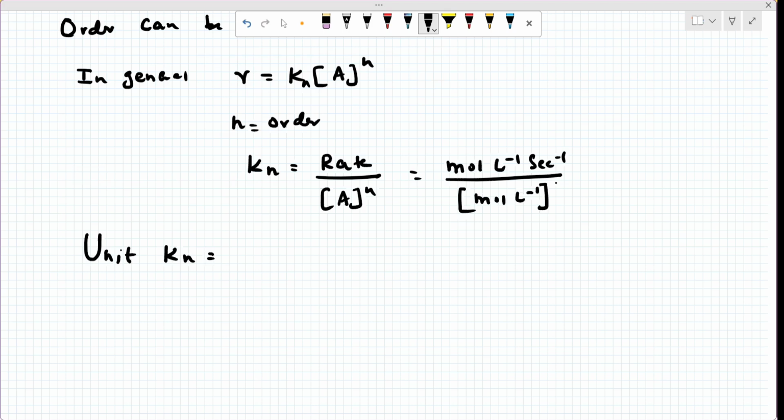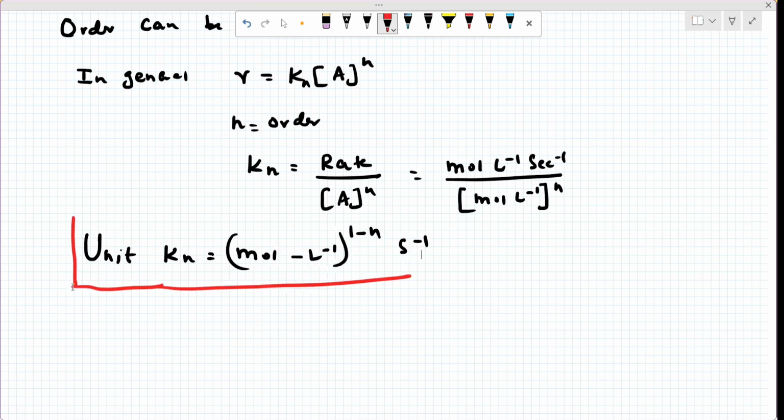Let us take it further. After simplifying, the answer is mole liter inverse to the power 1 minus n, second inverse. This is the general formula. This is very important, please note. What is the formula? Unit of rate constant: mole liter power 1 minus n second inverse.